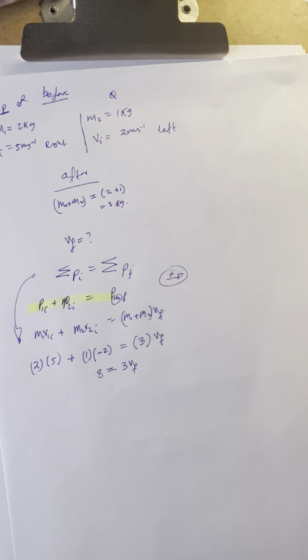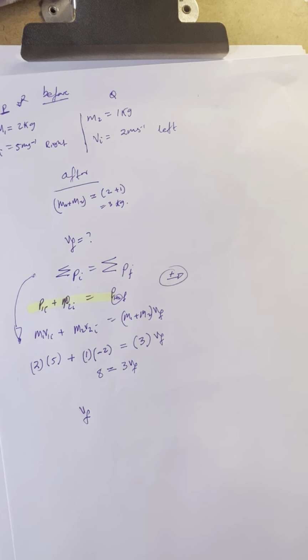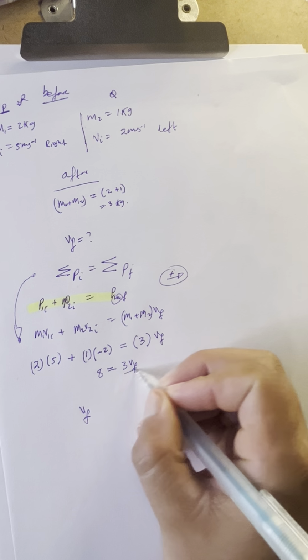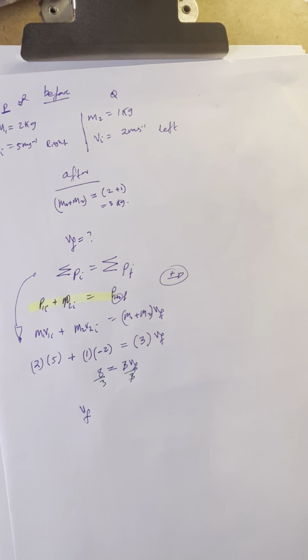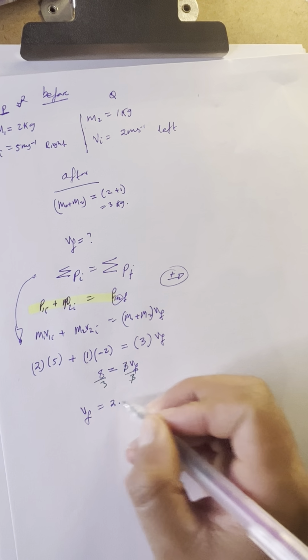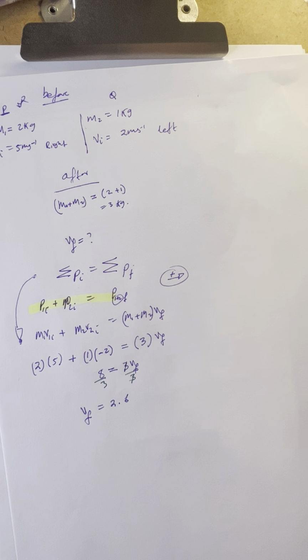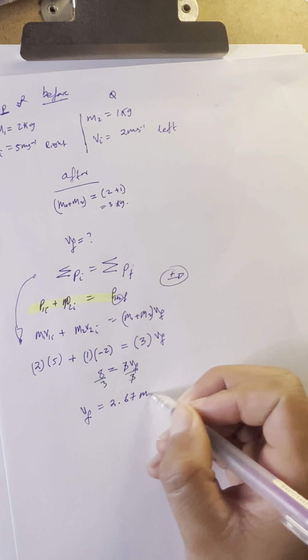And then in this step, you divide by 3 on both sides. You get V final velocity. When you divide by 3, it will cancel the 3. Then 3 goes into 8 two point something, 0.67. So the final answer will be equal to 2.66666. We round off to 2 decimal places, 0.67 meters per second.